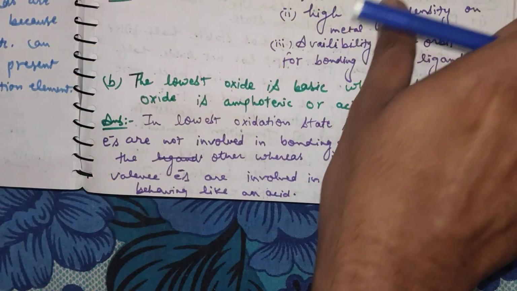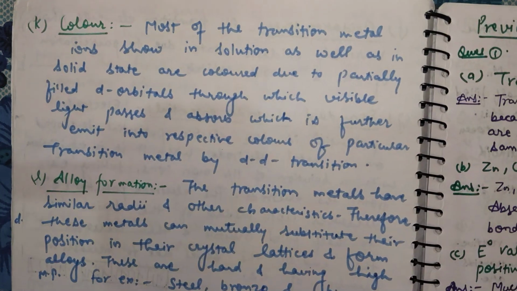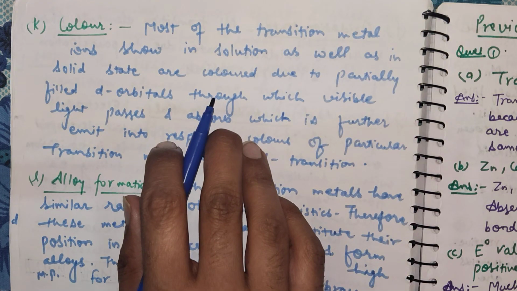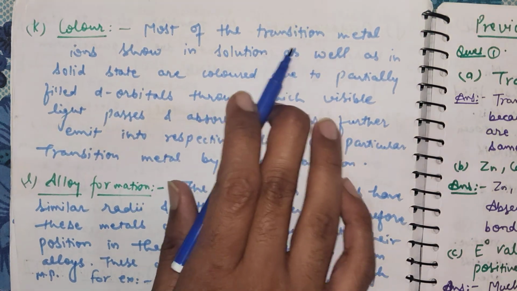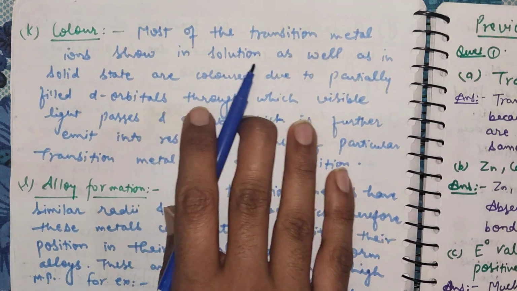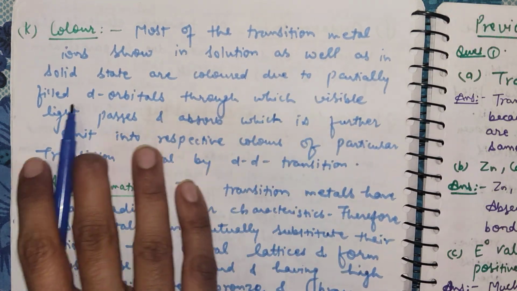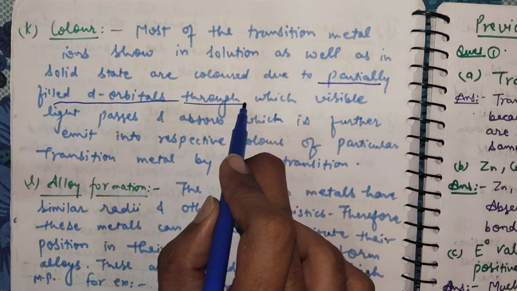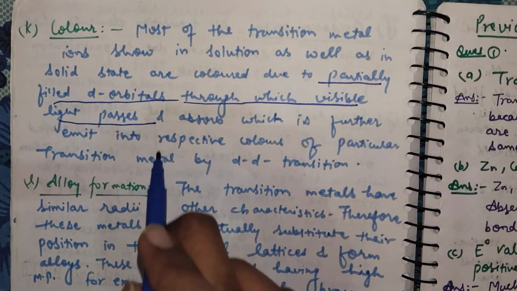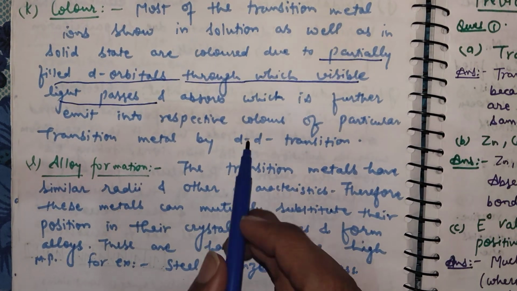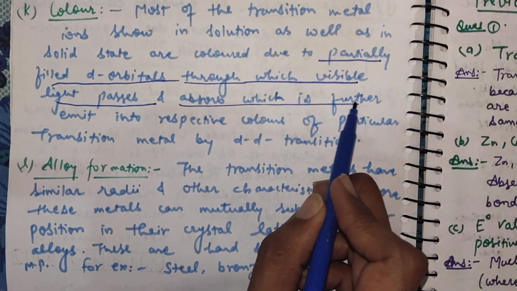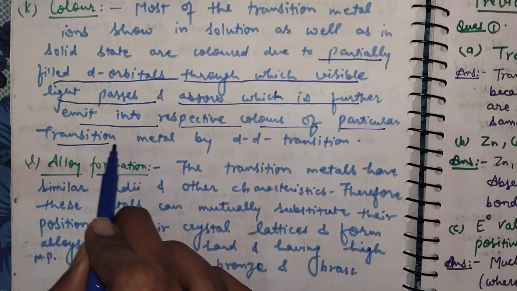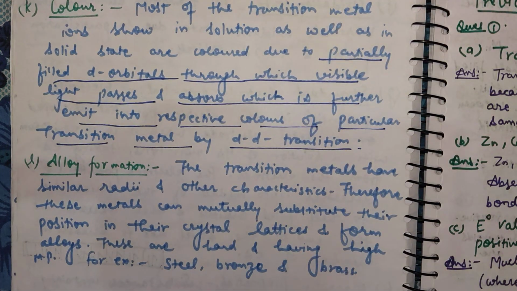Now come to the next part, color. I have also told that if one or two unpaired electrons are found in a complex, then it shows color. Most transition elements, in solution as well as in solid state, are colored due to partially filled d orbitals through which visible light passes. This is the reason I explained at the very start: light passes and is absorbed, and is then emitted as the respective color of the particular transition metal by d-d transition.